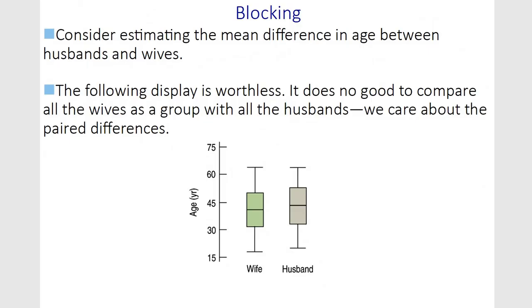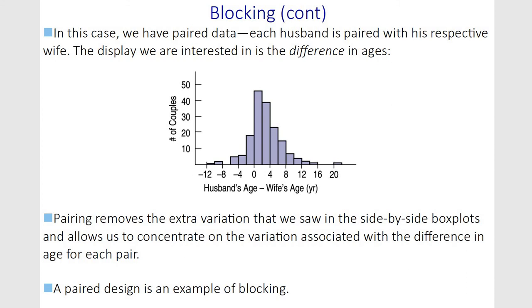Okay, so let's talk about blocking. All right, if we wanted to estimate the mean difference between husband and wives, it's, for some reason, a lot of people want to make box plots and compare them side by side. That's useless. Okay, when you are doing paired samples, you have to combine them, because look at this. If we look at it here, the wife and husband are roughly the same age. It looks like, oh yeah, that all matches up, nice and perfect.